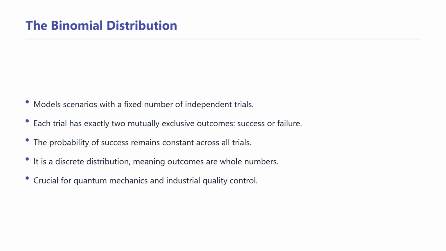The binomial distribution models any scenario where you repeat a simple yes or no experiment multiple times. For a process to be binomial, it must meet strict conditions: a fixed number of identical trials, complete independence between trials, and exactly two outcomes per trial, usually called success and failure. Because we are counting specific events, this is a discrete distribution, meaning you can only have whole numbers of successes, never fractions.